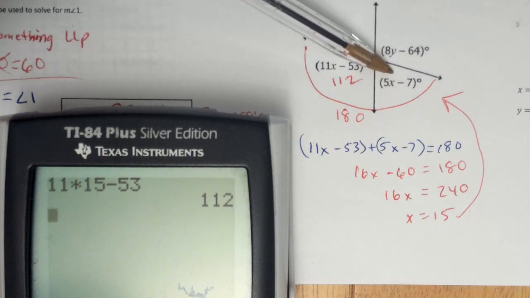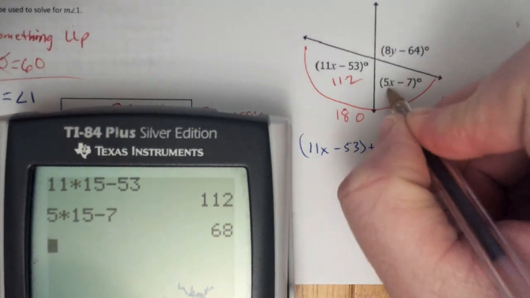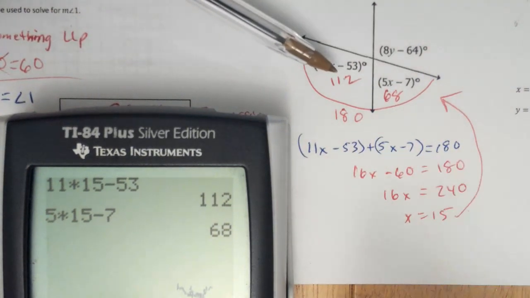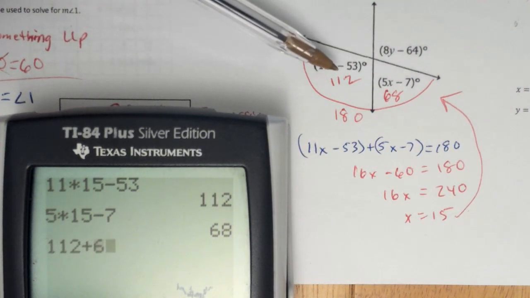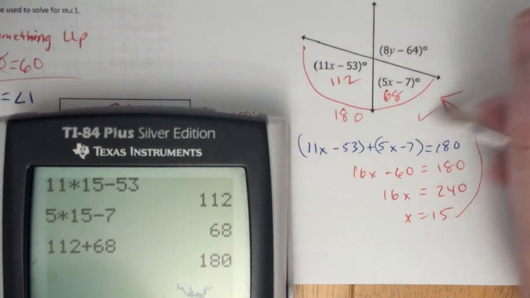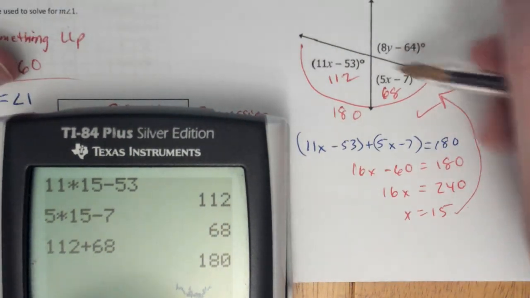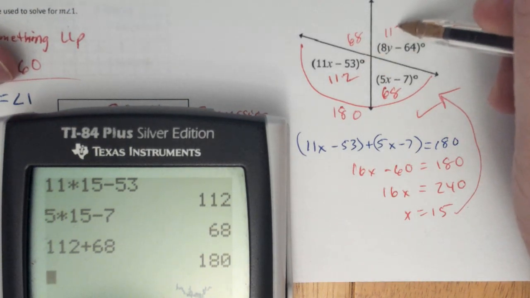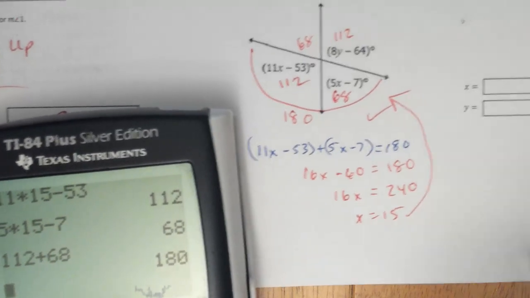So let's plug it back in. We got 5 times 15 minus 7, and we get 68. Now double check. Those were supposed to add up to 180. 112 plus 68. Do they add up to 180? Yes, everything's checking out so far. So that works. Now that we have that, this angle up here would be 68, and this angle over here would be 112. Now we can find y.